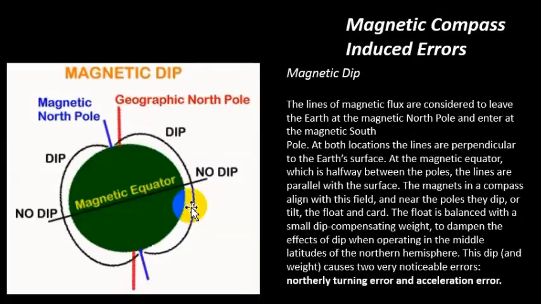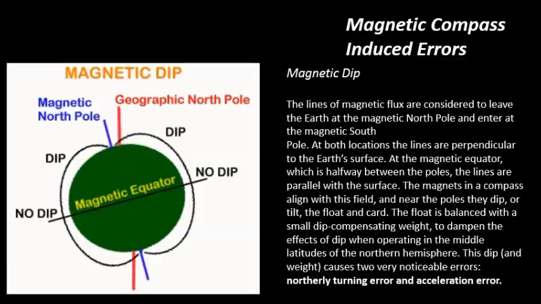Magnetic dip. As we fly over the equator, there's no magnetic dip. It's really nothing to worry about. But the closer we get into the northern hemisphere, the further we get to the poles, the compass card will actually try to dip itself. I need to get an inner diagram of an actual magnetic compass so you can see it, but the bars inside the magnetic compass actually try to dip and align with the magnetic flux lines of the Earth. So there's a little friction that's caused, a little error, and we have what we call northerly turning error and acceleration error.